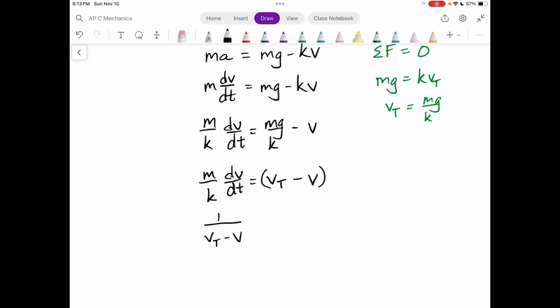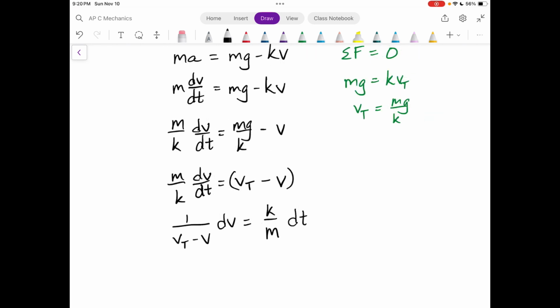As I'm separating variables, I'm going to keep the dv on this side and the dt will end up on the other side. And when I divide this to the other side, it will become the reciprocal, so it will become k over m. To find the velocity, I will need to integrate both sides. On the left-hand side, I'll be integrating from 0 to whatever the velocity is after some period of time, which I'm finding on the right-hand side by integrating from 0 to t.